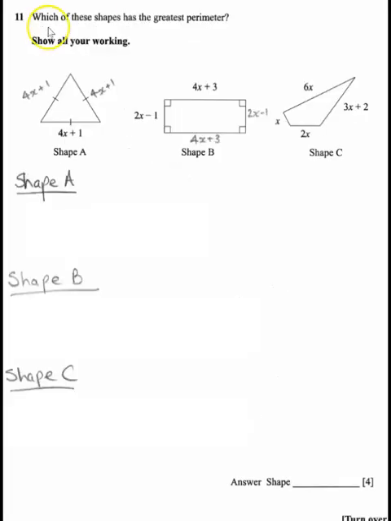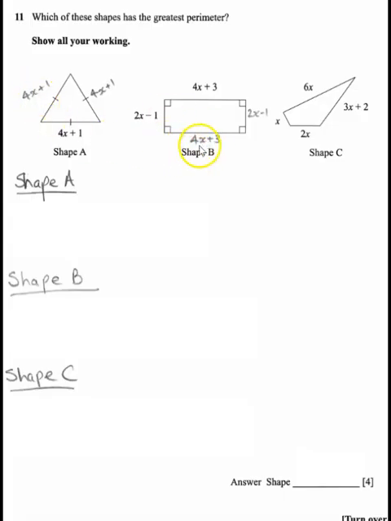So question 11, it says, which of these shapes has the greatest perimeter? Now you see that 4x plus 1 in shape A was given as the bottom of that triangle. You can see the lines in this triangle here. That just means it's an equilateral triangle, so all the sides are equal. So I've just added 4x plus 1 to each of those.